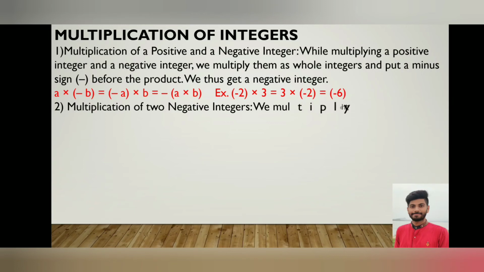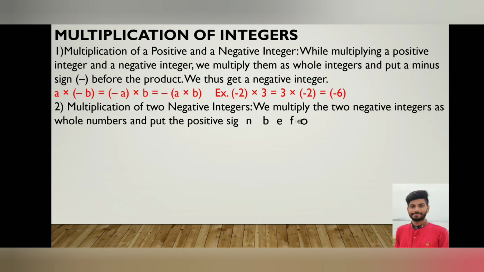Second, multiplication of two negative integers. If there are two negative integers, what will we do? We will multiply the negative integers as whole numbers and put the positive sign before the product. Remember that minus minus we will get plus. If we multiply two negatives, we will get the positive answer. For example, minus a multiply with minus b is equal to a multiply with b. Let's see one example, minus 2 multiply with minus 3, we will get 2 threes are 6, and minus minus plus, 6.